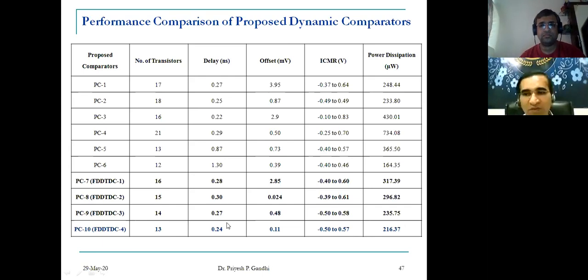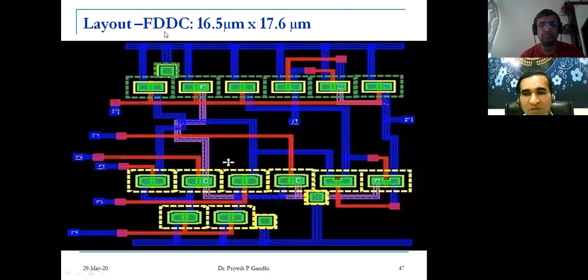So this is the layout of FDDC. This is how the chip is going to be prepared. First we have to prepare the layout, and from this layout we have to generate the GDS file, that is, the graphical data stream file. That file we have to send to the foundry. There is no foundry in India at present. So we have to send this GDS file to the foundry, and the foundry is then going to prepare the chip.